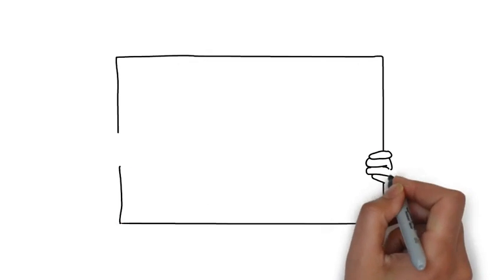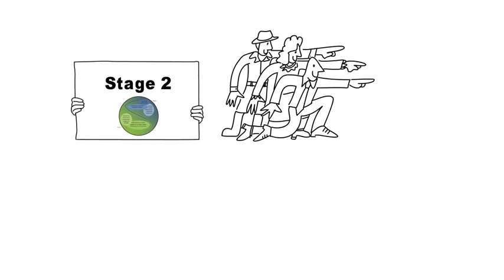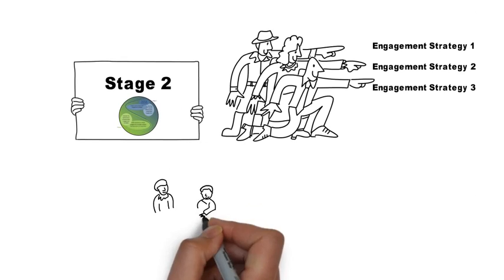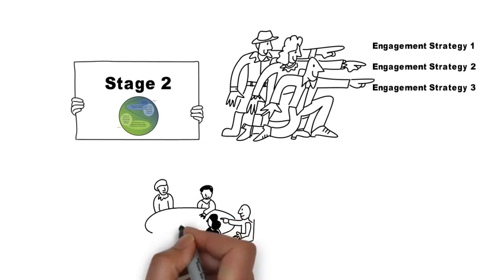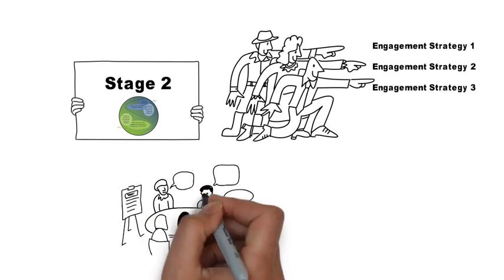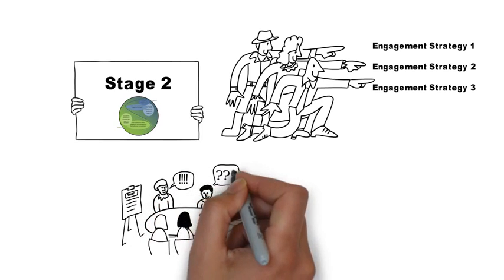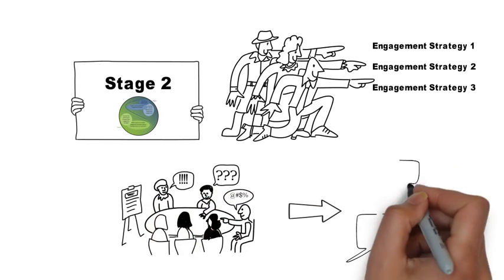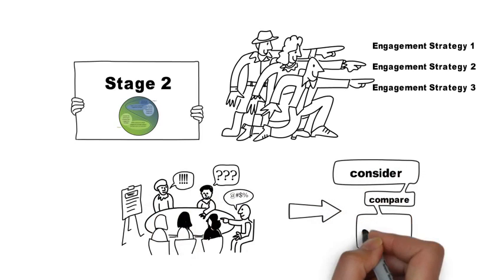In stage 2, we evaluate the performance of each stakeholder engagement strategy. We present a selection of key stakeholders with the engagement strategies developed in stage 1 to evaluate how successful these options might be. We build consensus on which engagement strategies will give the best bang for buck. We consider, compare and combine all stakeholder views.